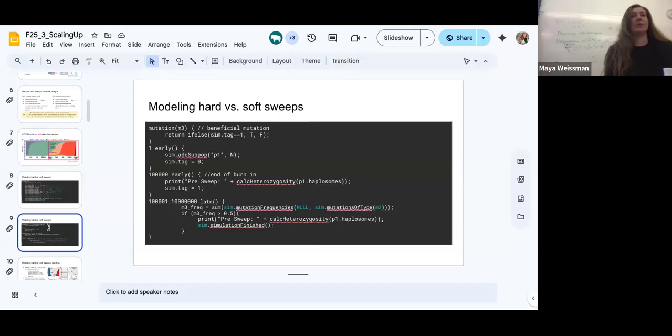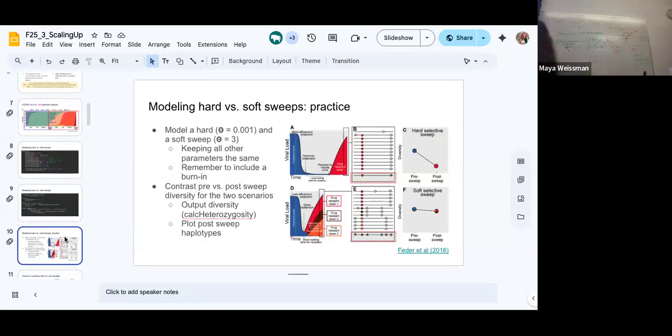Pre and post sweep. Again, what we're trying to do is generate this figure as a class. Before, so after the burn-in or before the sweep starts, what's your diversity? And then after the sweep is over, what's your diversity?